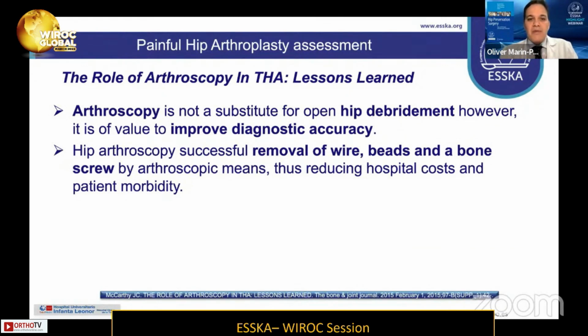You can do this debridement and improve the diagnosis. And also if you have an infection, you can get a sample from there to do the culture, or remove any other fragments. You can also find sometimes small fractures of the ceramic on ceramic, and you can remove them, but also you get the assessment of the problem and the diagnosis with this hip arthroscopy.